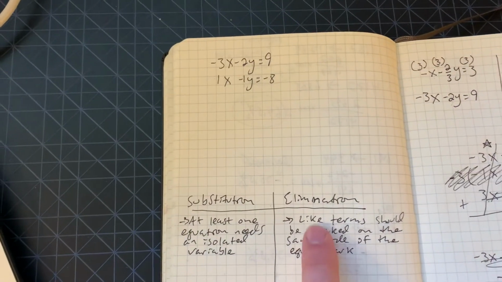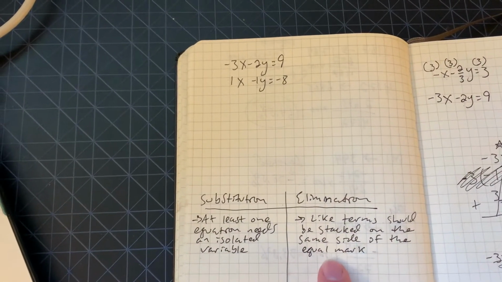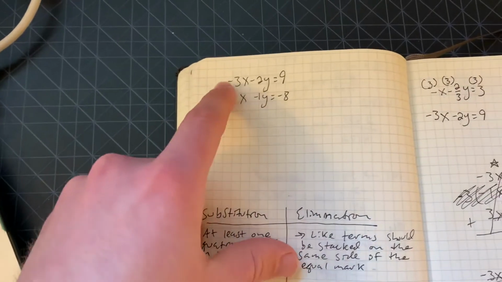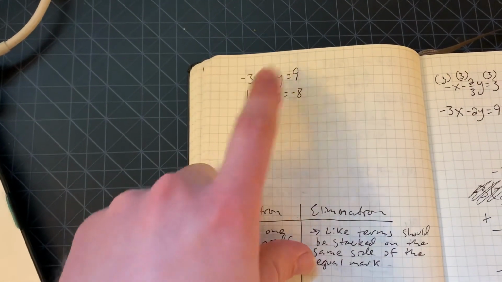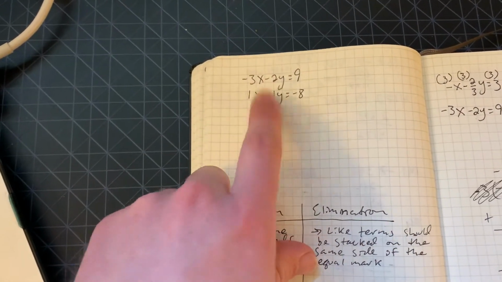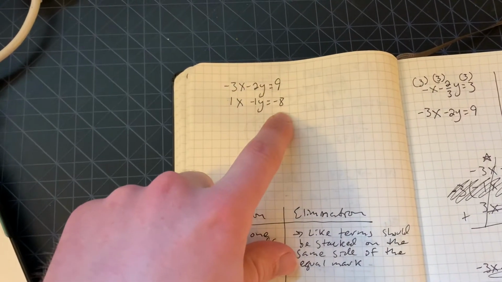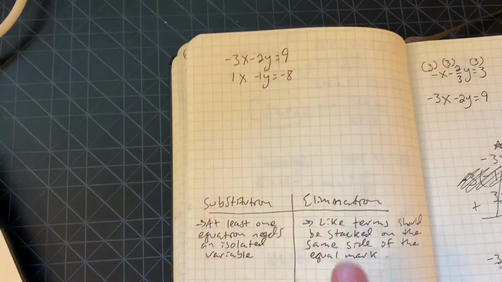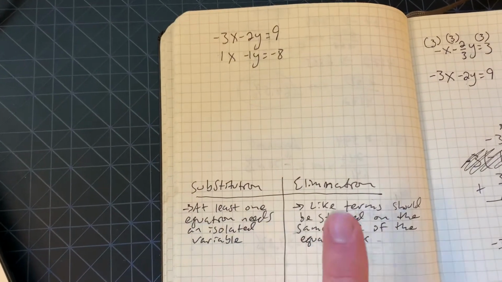Elimination, you're ready if the like terms are stacked on the same side of the equal mark. So I see that both of the x's are on top of each other on the left side, the y's are on top of each other on the left side, the regular numbers are on top of each other on the right side. So this one is all ready to go for elimination.